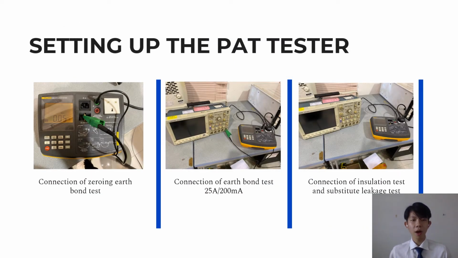Next, this is how I set up the PAT tester. The first setup is the connection for zeroing the earth bond test, which is the calibration of the PAT tester. The second is the connection of the earth bond test, and the third is the connection of the insulation resistance and leakage current test.